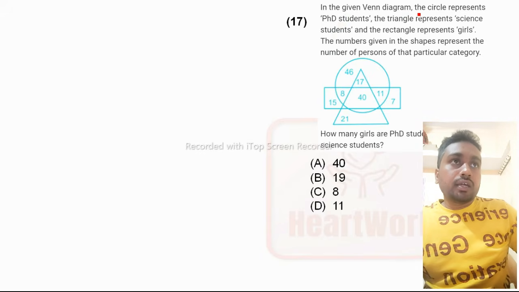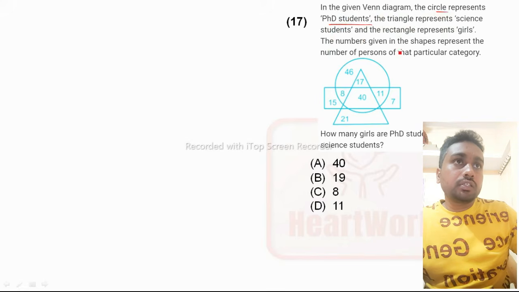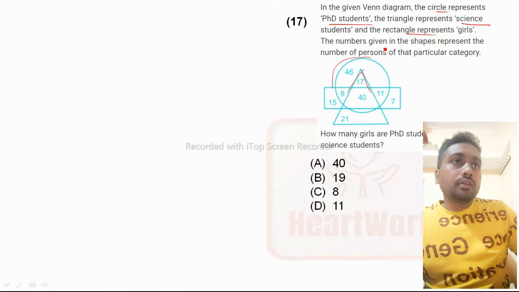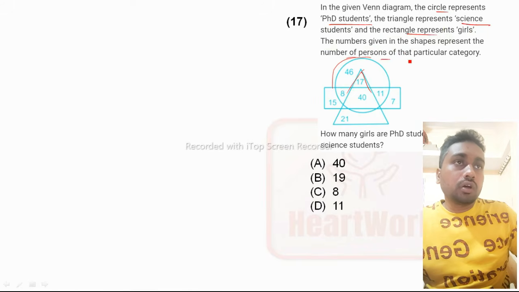In the given Venn diagram, the circle represents PhD students, the triangle represents science students, and the rectangle represents girls. The number given in the shapes represents the number of persons of their particular category. What is the question? How many girls are PhD students but not science students? So he is asking about girls. In this shape, the rectangle part is girls.